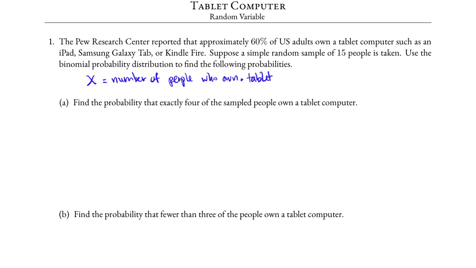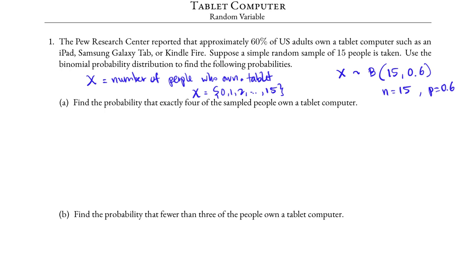In this case, the possible values for x are 0, 1, 2, all the way to 15, because there are 15 trials, 15 people in the sample. X is a binomial distribution with parameter n equals 15, and the probability of success, meaning the probability that any given chosen US adult owns a tablet, is 60%, so p equals 0.6, n equals 15, and p equals 0.6 in this case.